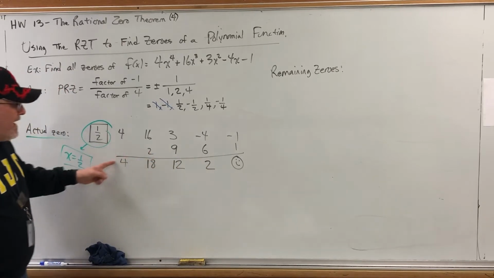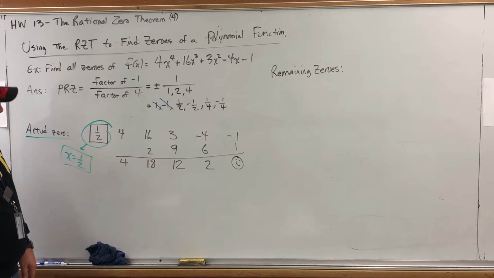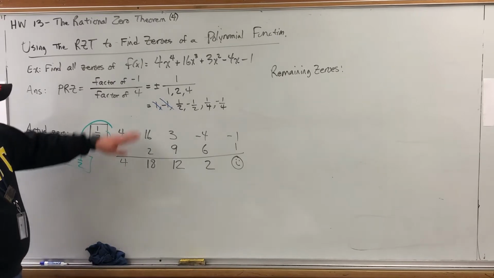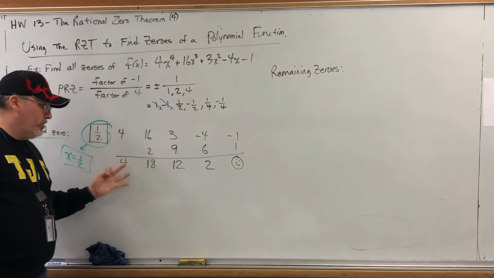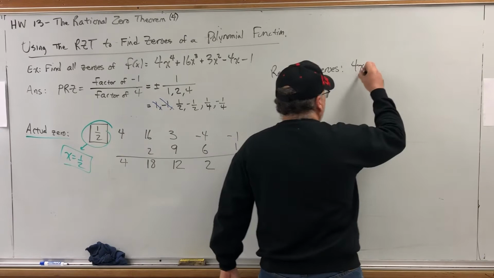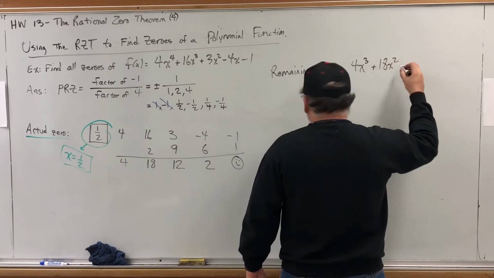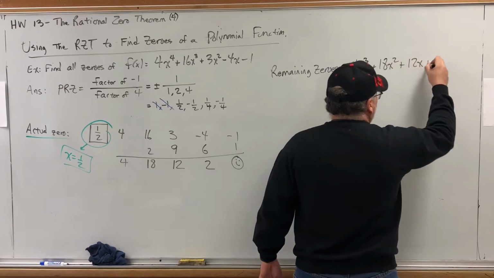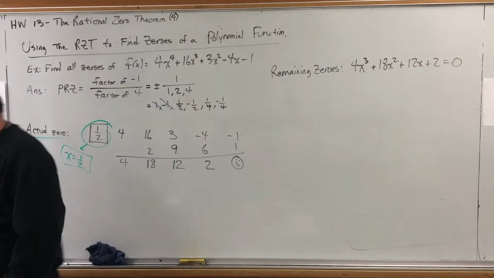So let's turn this back into a polynomial and solve it. Wait a minute. The original function was degree 4. The degree goes down by 1. This is going to be degree 3. 4x to the third power plus 18x to the second power plus 12x plus 2 is equal to 0. Now all we have to do is solve that.